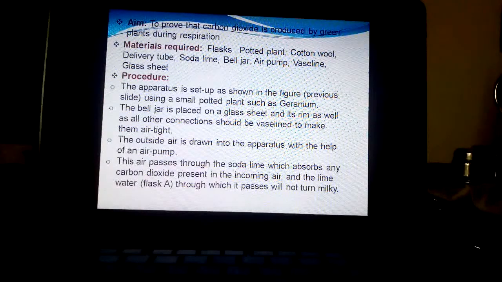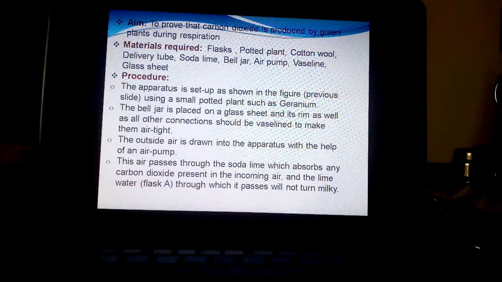The outside air is drawn into the apparatus with the help of an air pump. This air passes through the soda lime. Soda lime is for what? Soda lime is to absorb carbon dioxide which is present in the incoming air. And the lime water through which it passes will not turn milky.